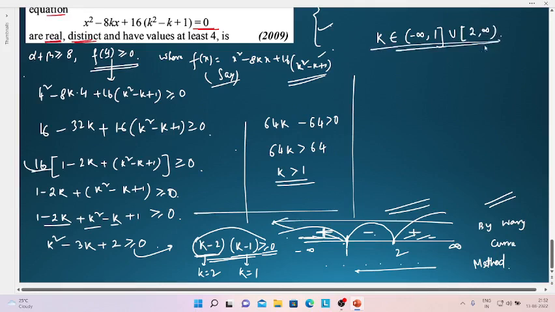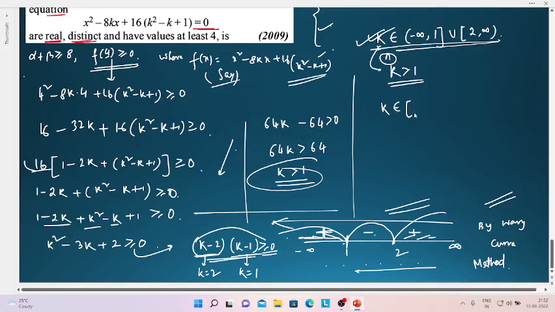So k will be there, and again in the last part, from the initial part we have k greater than 1, right? And now we have k belongs to minus infinity to 1 union closed interval 2 to infinity, right? So if I combine these two with intersection, we have k belongs to closed interval 2 to infinity.